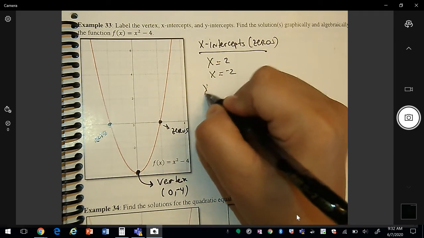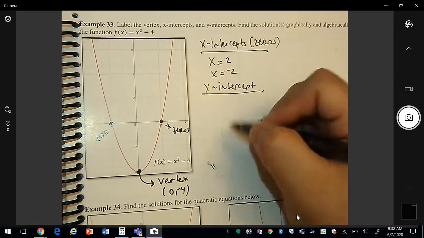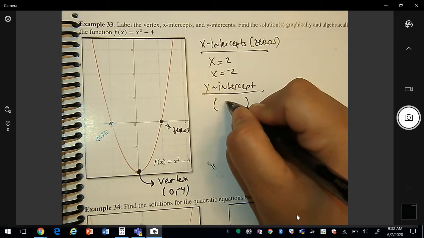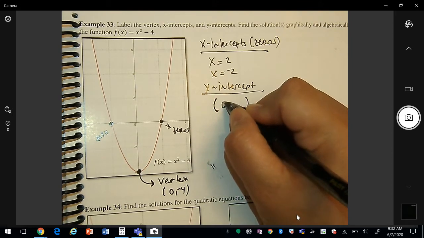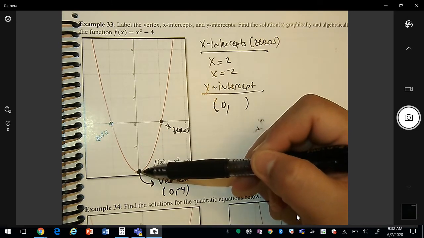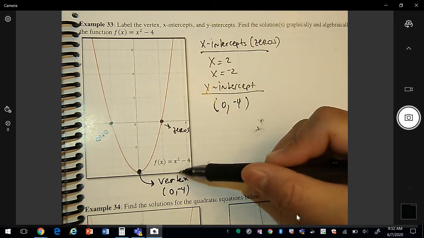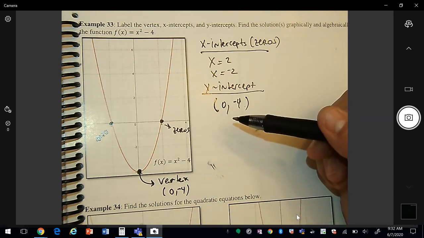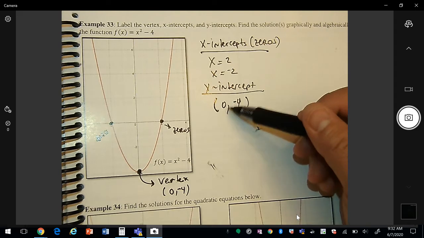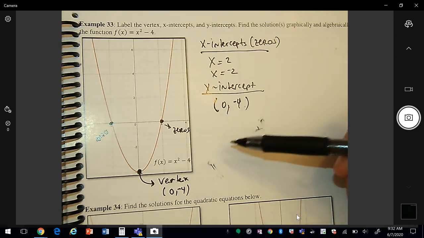The y-intercept is where the graph crosses the y-axis. And for this, the value of x is always going to be 0. So here's my y-axis, and the graph crosses the y-axis at this point, which is negative 4. Notice that the y-intercept and the vertex are the same, and that's not always true, but in this example, they came out to be the same.